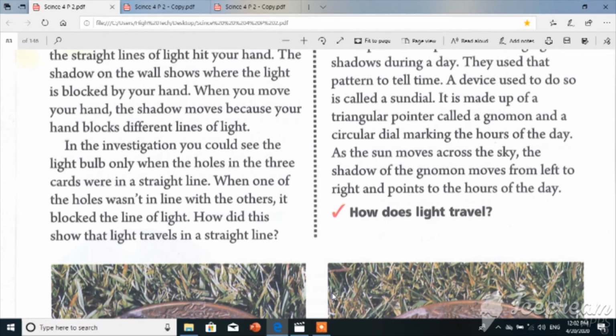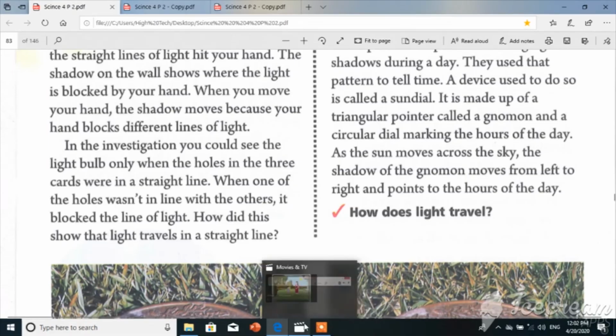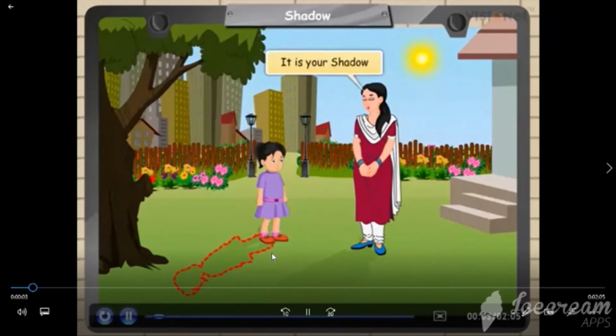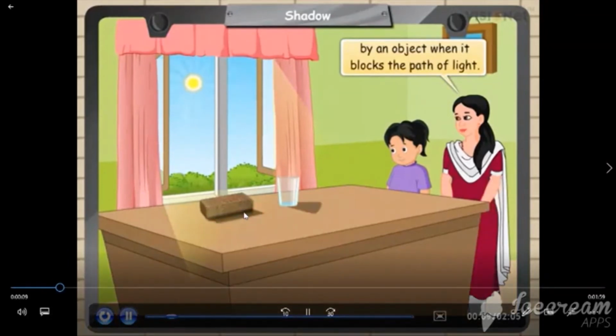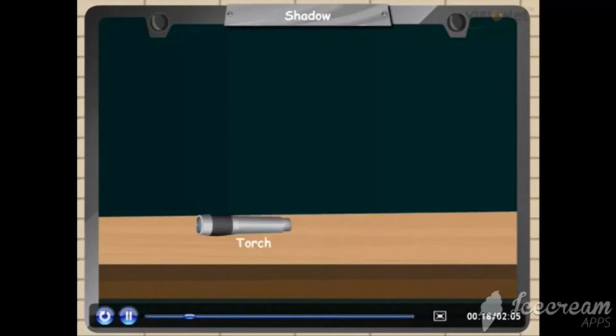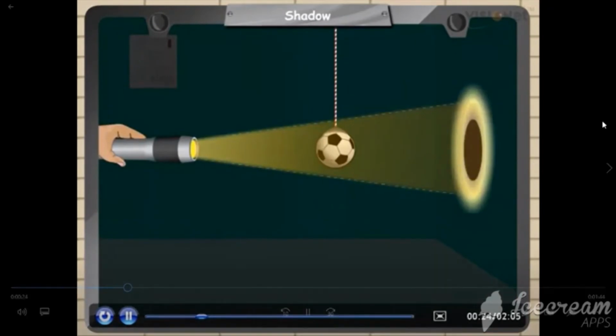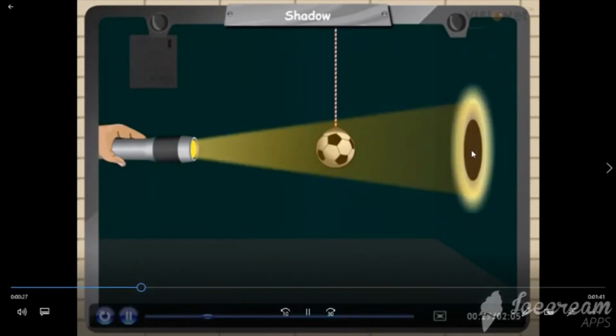It's time for a video. Let's look at a video about shadows. Shadow. What is this, Mom? It is your shadow. What is a shadow? A shadow is a dark spot formed by an object when it blocks the path of light. Let us explain with the help of an activity. Take a torch and a ball. Hang the ball with thread and light the torch in front of the ball. Observe on the wall. You will observe that a dark patch of the ball is formed on the opposite side of the light. This dark patch is called a shadow.